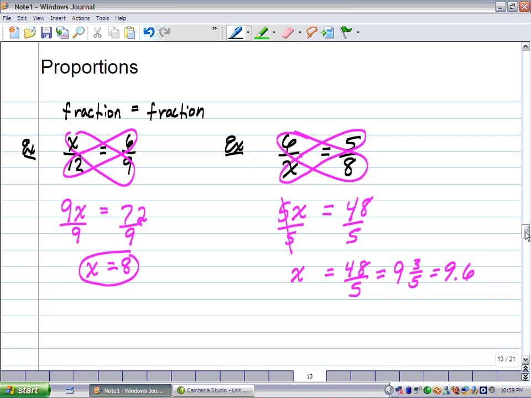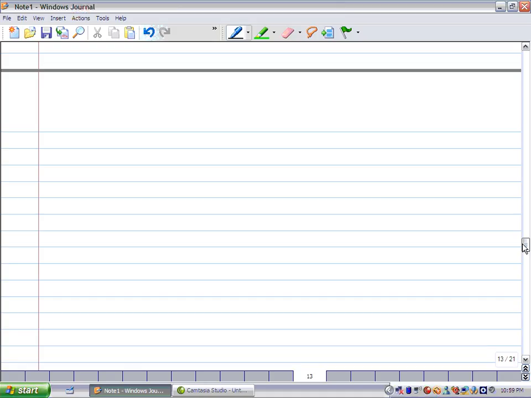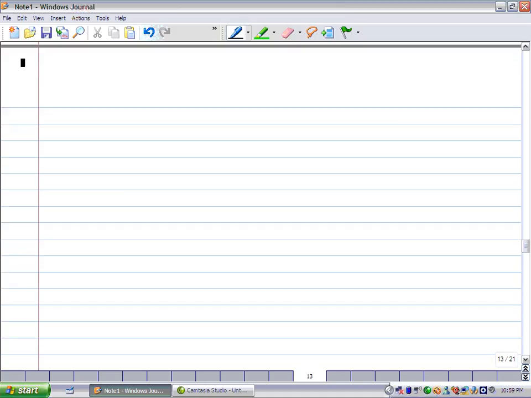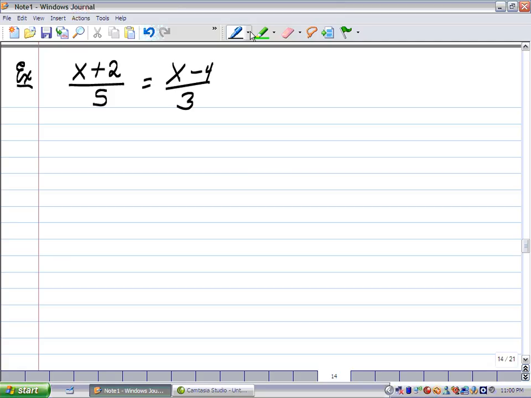Okay, we can actually have more complicated fractions, and still there's a proportion. For example, x plus 2 over 5 equals x minus 4 over 3. Thing is, remember these are fractions, so there are invisible parentheses around these. And you've got to remember to put those in yourself.